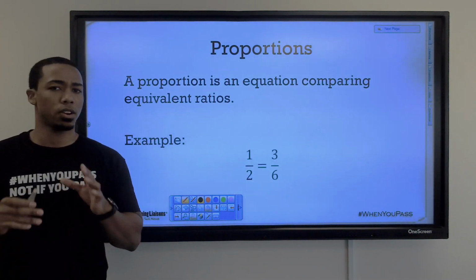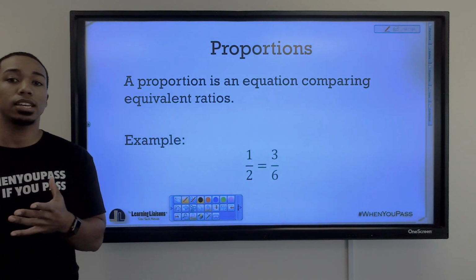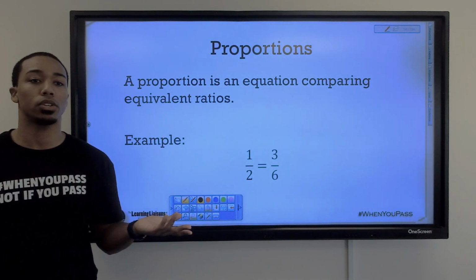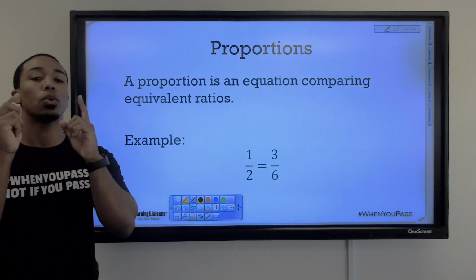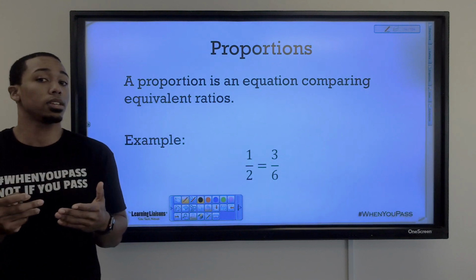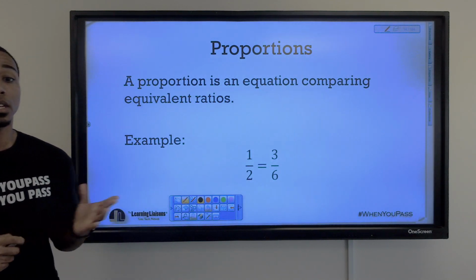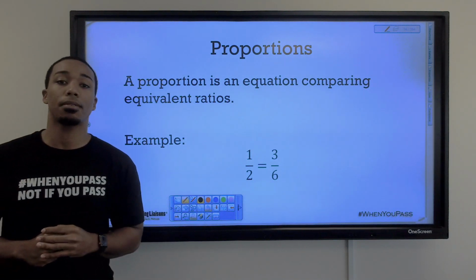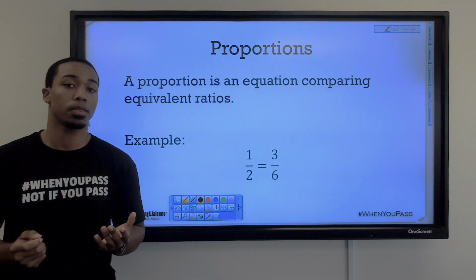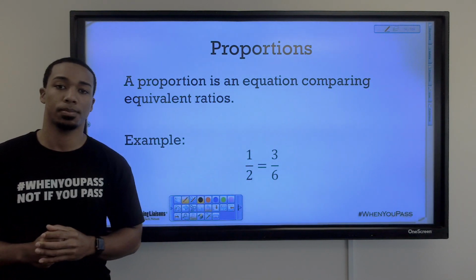So let's go ahead and start talking about proportions now. This is important. Proportion is basically an equation that just compares two ratios. But here's the thing. The ratios have to be the same. They can be presented differently, but they are equivalent. Make sure that that's in mind. So an example would be 1/2 equals 3 over 6. These are equivalent ratios. 1 is half of 2, 3 is half of 6.